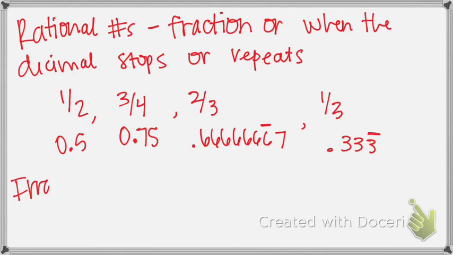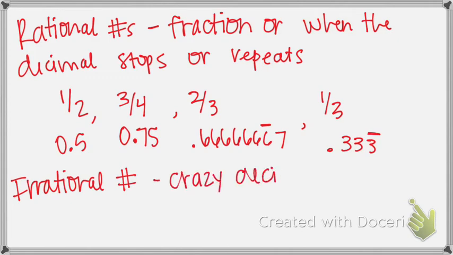Now we have a number called an irrational number. And I call it a crazy decimal. So it's never ending. It just keeps going. And there is not a pattern. It does not have a repeating number. So things I think about are pi, which you know is 3.14159, and it just keeps going.